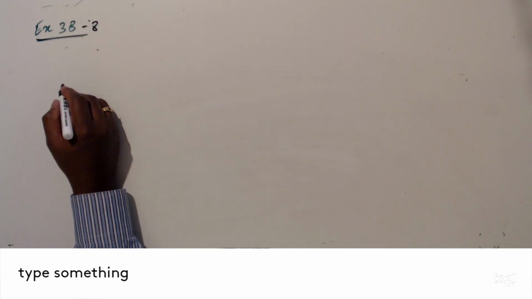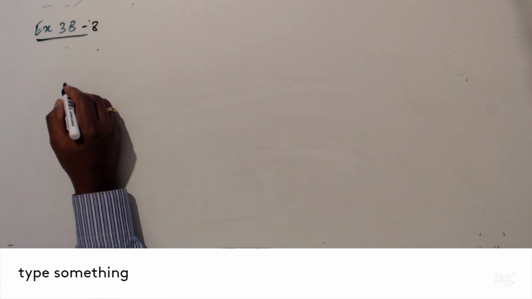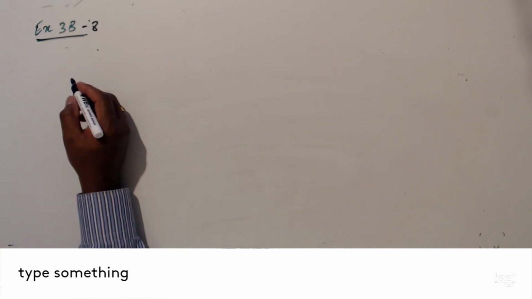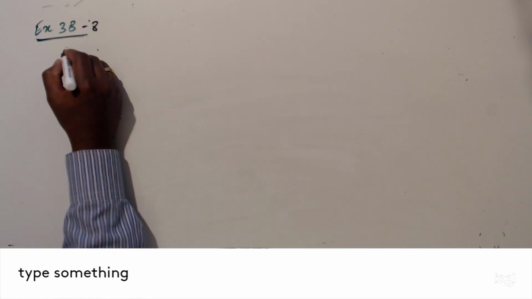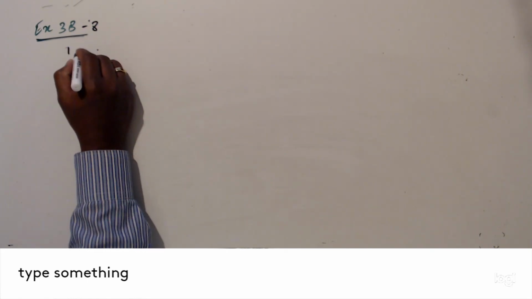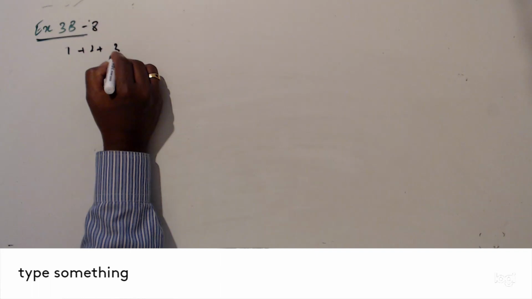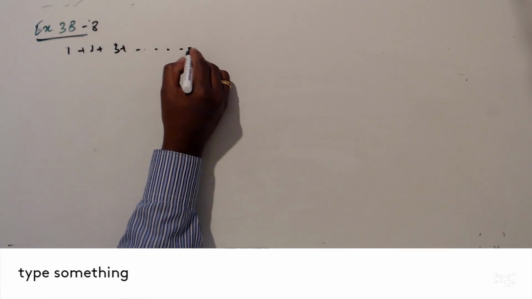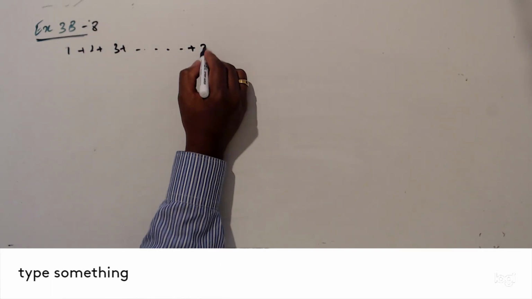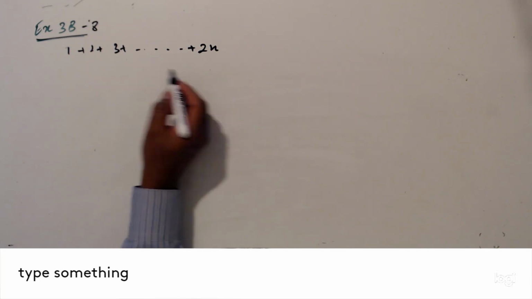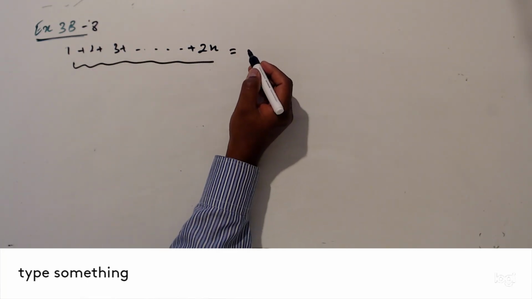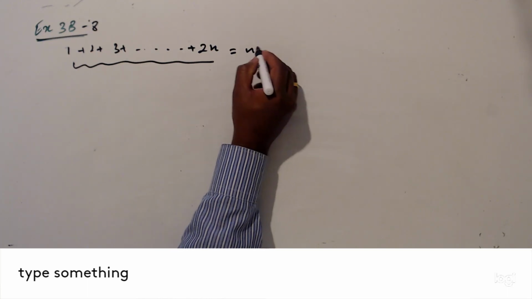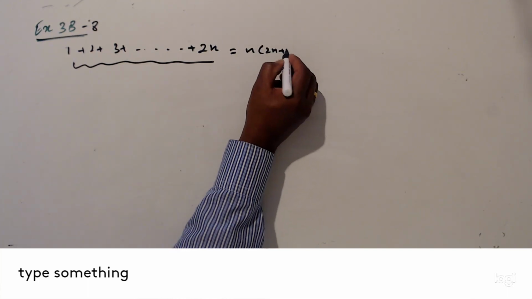Question number 8. Show that the sum of the first 2n natural numbers is n times 2n plus 1. First n natural numbers, 2n natural numbers: 1 plus 2 plus 3 plus, likewise up to 2n. So when we add, we want to show that this is equal to n times 2n plus 1.